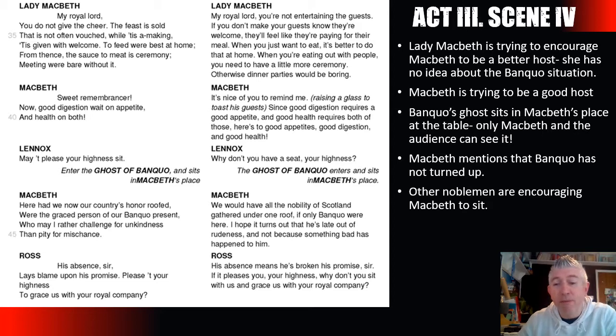So, sit down, Macbeth. Let's have your meal. At which point, the ghost of Banquo comes in and sits in the place that Lennox is indicating.